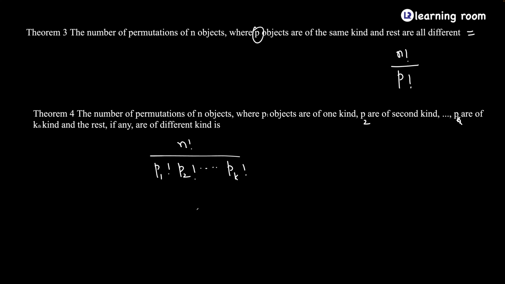See, keeping that big statement away, did you understand how to handle problems? Repetition is there, just calculate the total number of letters that are there, that many factorial in the numerator, divided by the repetition factorials multiplied.